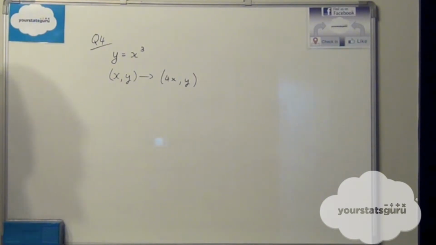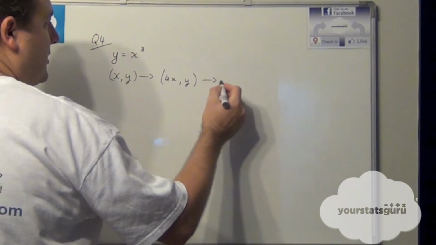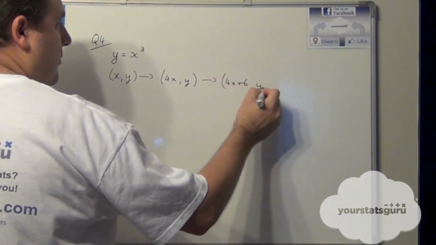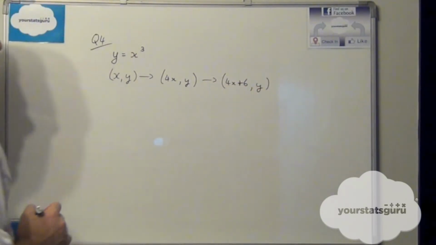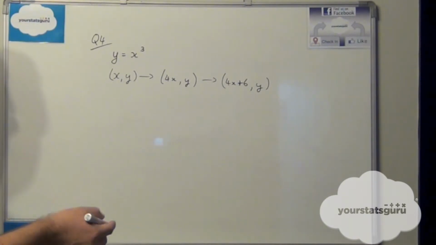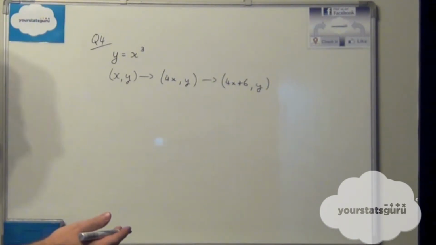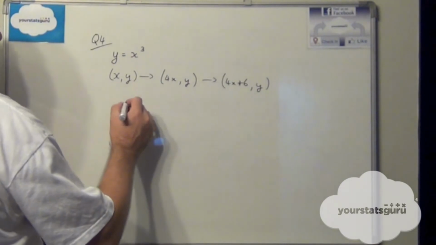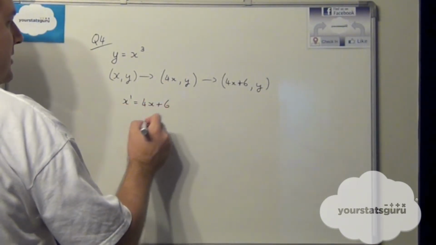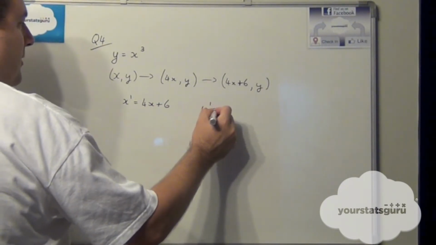And then it's followed by a translation of 6 units in the positive x direction, which means we end up with 4x plus 6, y. Now, what they tell you to do in the textbook, and I don't necessarily agree with this, is to say, well then x prime is equal to 4x plus 6 and y prime equals y.